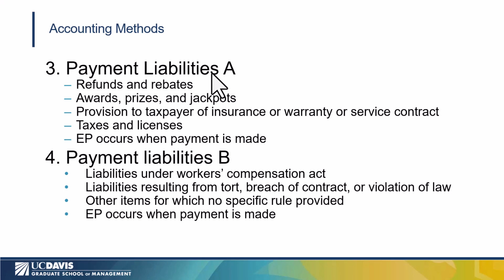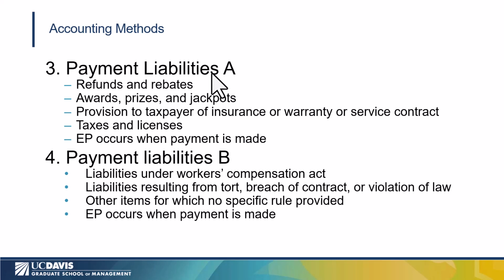There's another tranche of payment liabilities as well. Liabilities under a workers' comp, liabilities resulting from tort, breach of contract or violation of law, or any other item for which no specific rule is provided. But the rule is the same. Economic performance occurs when payment is made. Now, I've broken these into the two categories A and B. There is nothing in the code or the regs that break these down and call them payment liabilities A and payment liabilities B.